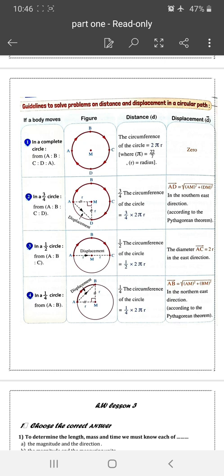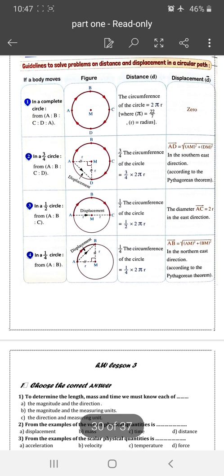But if we move from A to D, 3 over 4 of the circumference of the circle, the distance here is 3 over 4 times 2πr, and here the displacement AD equals the square root of AM power 2 plus DM power 2. And if we move half a circle, the distance is half times 2πr, and the displacement is the diameter from A to C, which is 2r. And if we move a quarter circle, the distance is 1 over 4 times 2πr, and the displacement is also the square root of AM power 2 plus MB power 2.